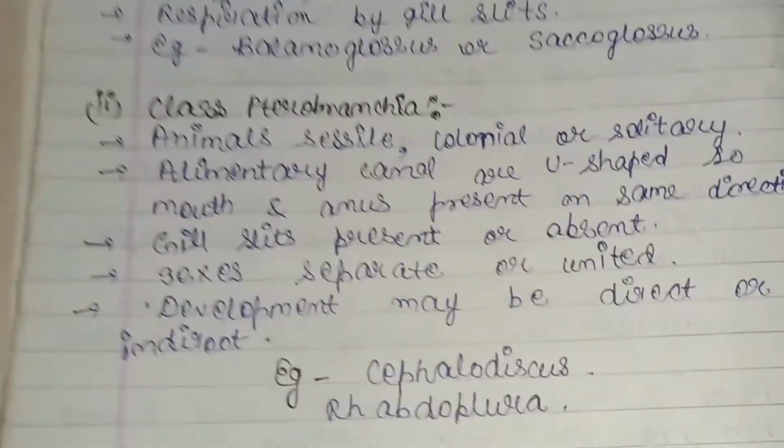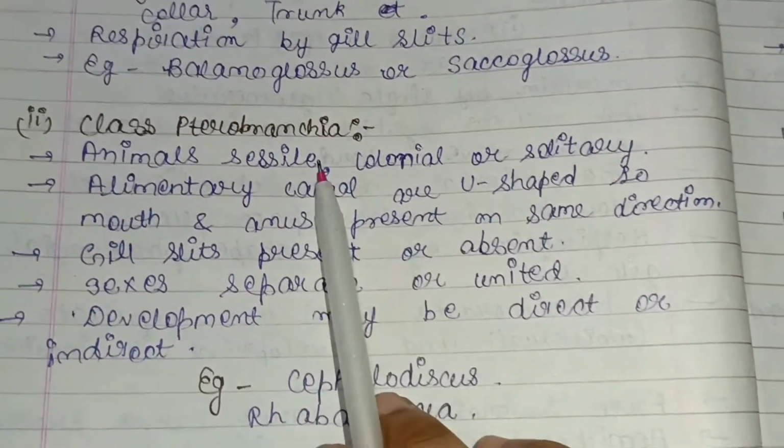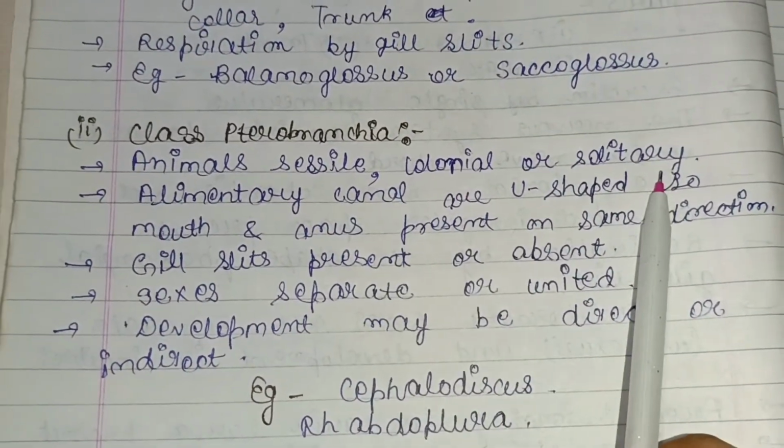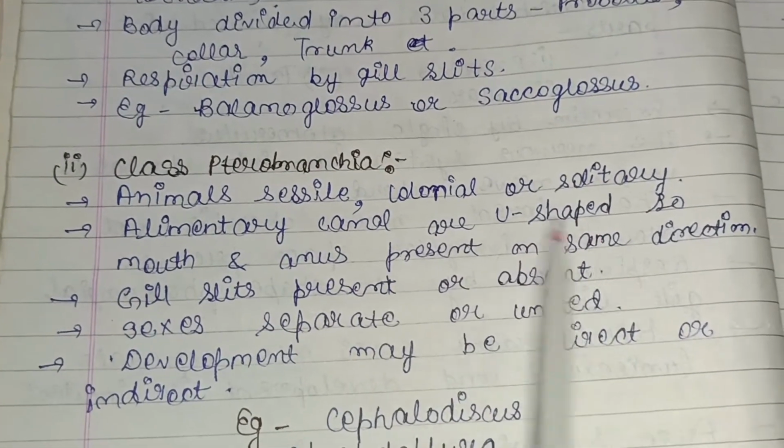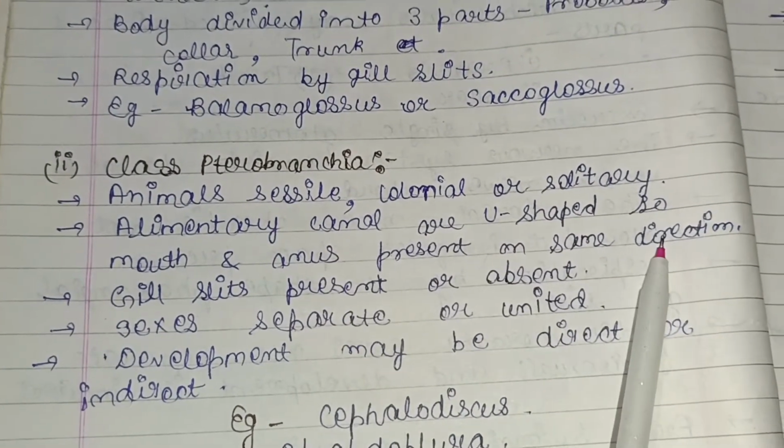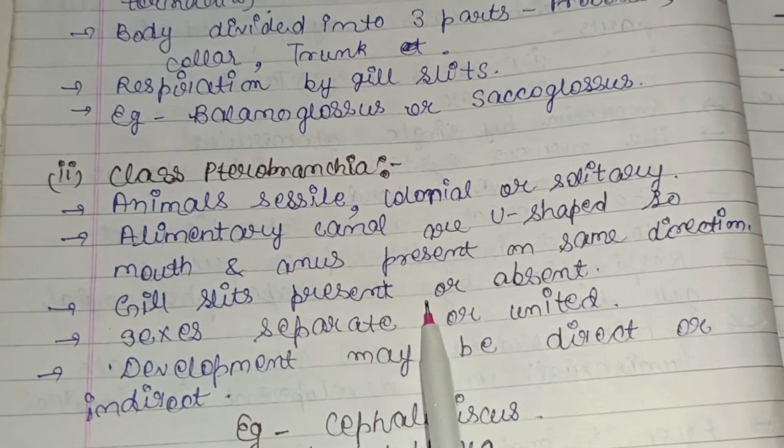Then the class Pterobranchia. Again, animals are sessile, colonial or solitary in nature. The alimentary canal here is U-shaped and not straight. So mouth and anus are present in the same direction. Gill slits are present or absent.